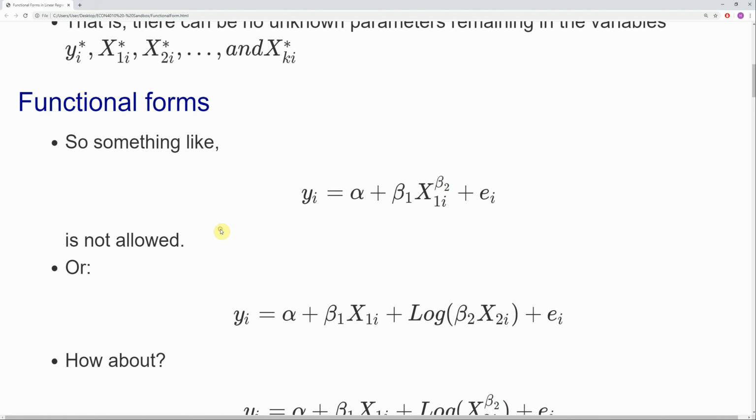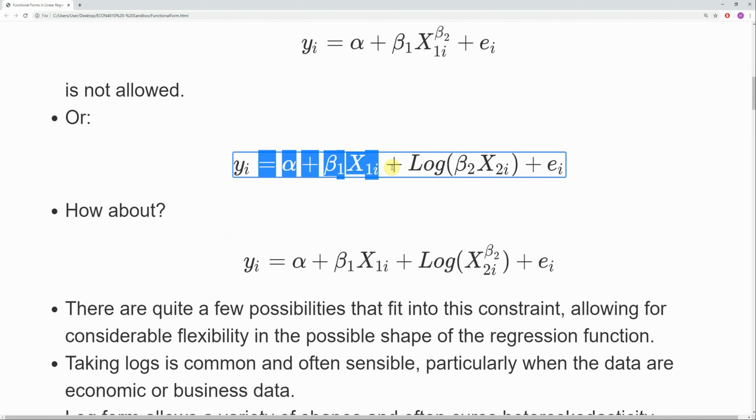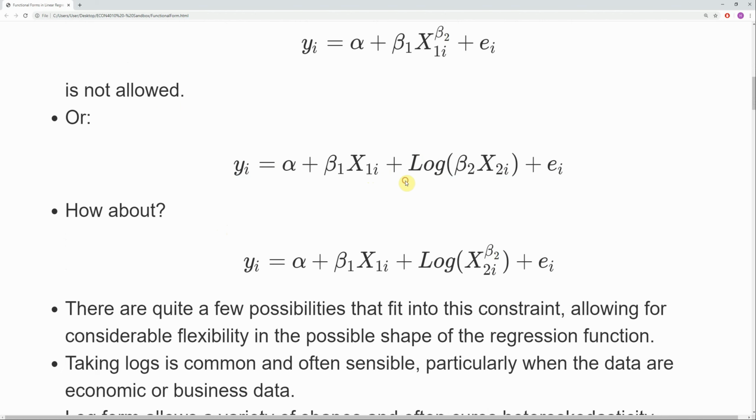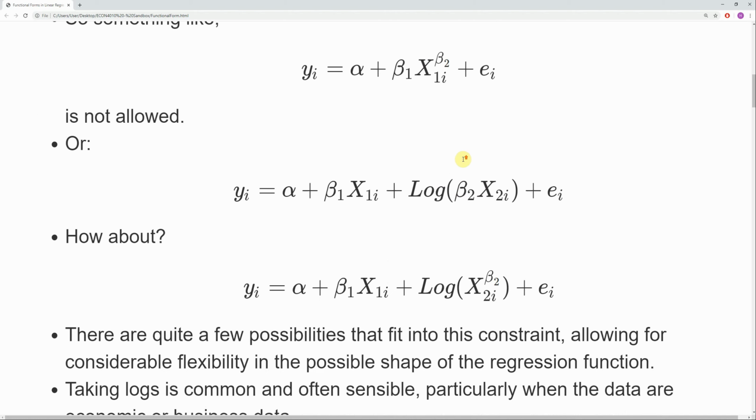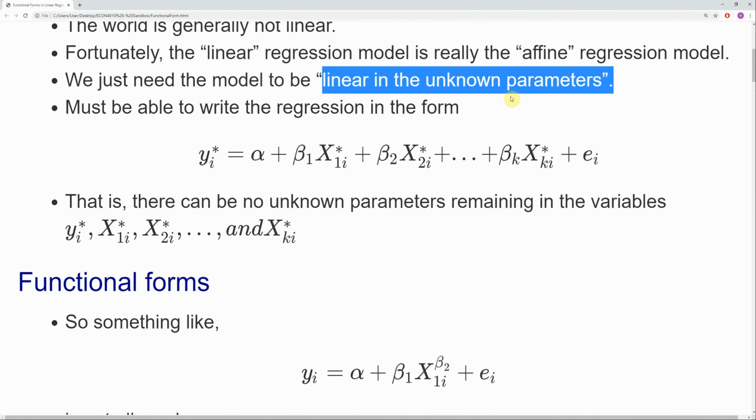Another example is this equation, which has alpha plus beta 1 x1i. This part is completely linear. I don't have to be worried about it. But in this part, again, I don't know beta 2, and my model cannot estimate beta 2, so beta 2 x2 is overall an unknown term. So I have a nonlinear relationship here with an unknown parameter. So my equation is not linear in the unknown parameters.